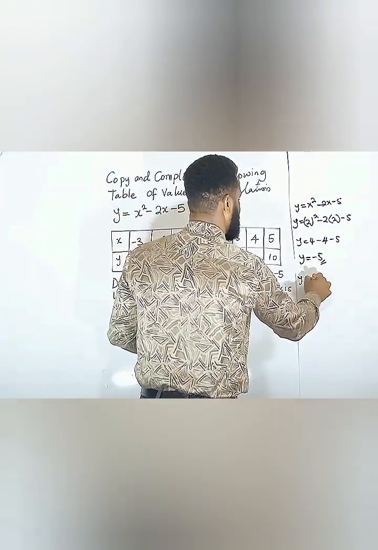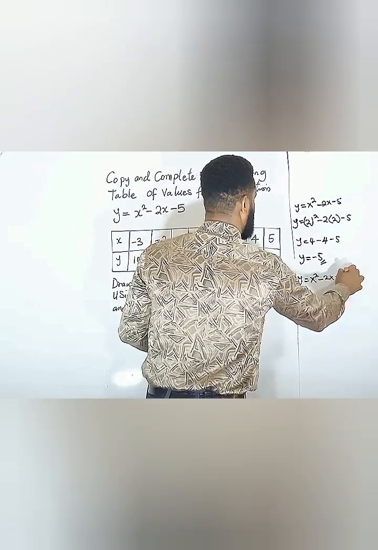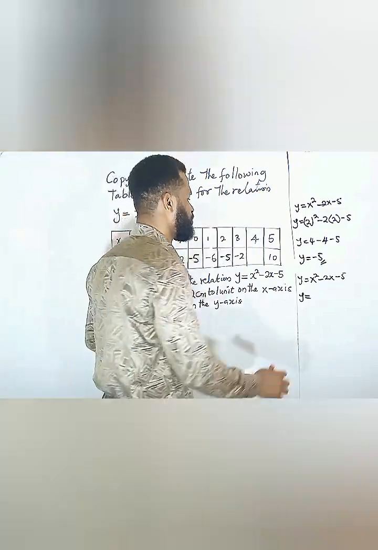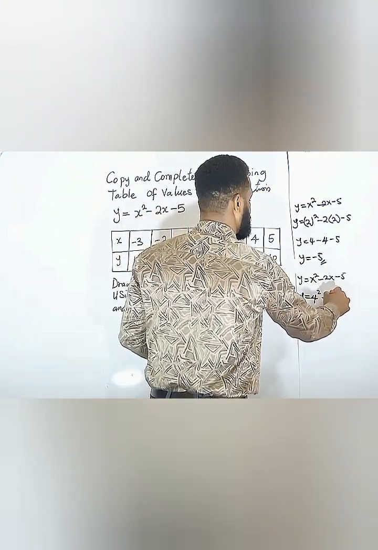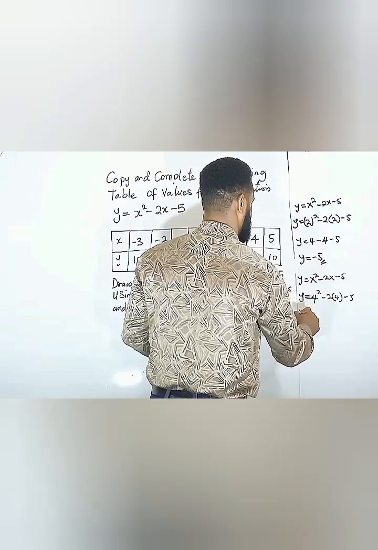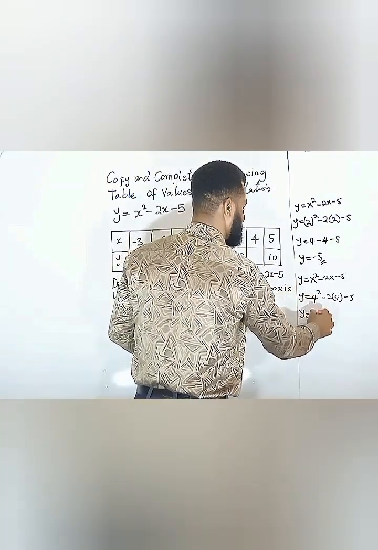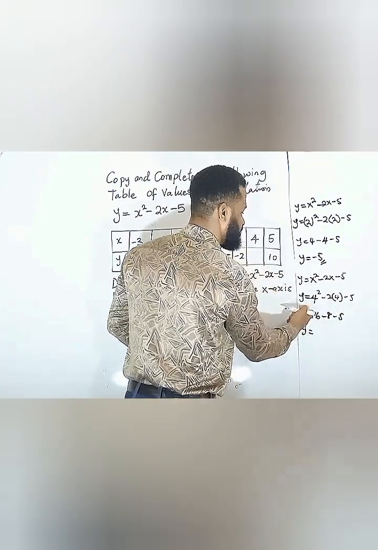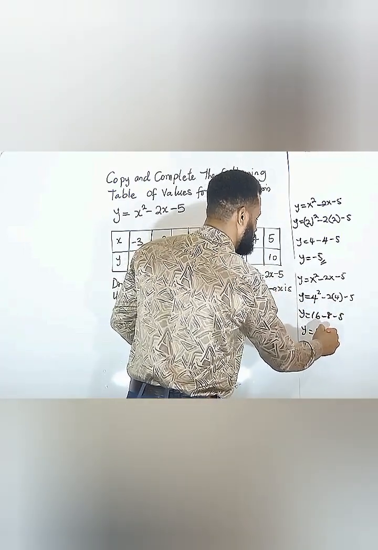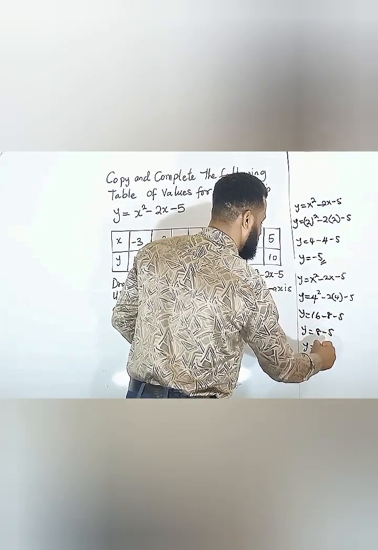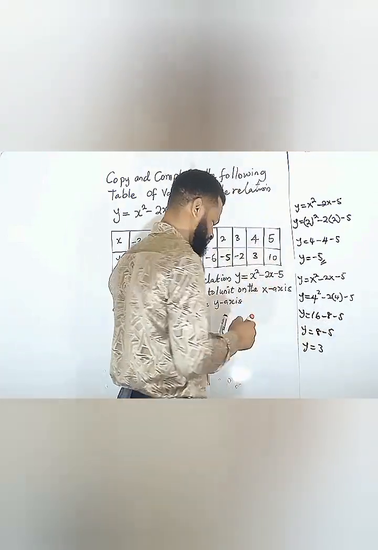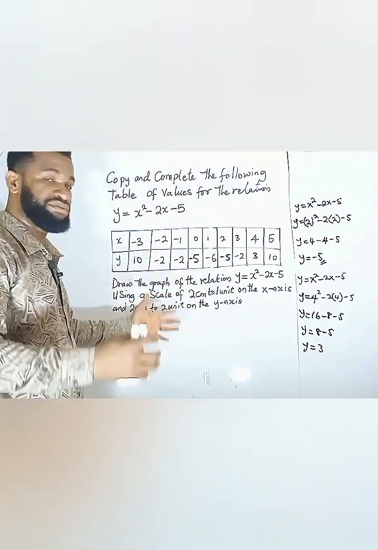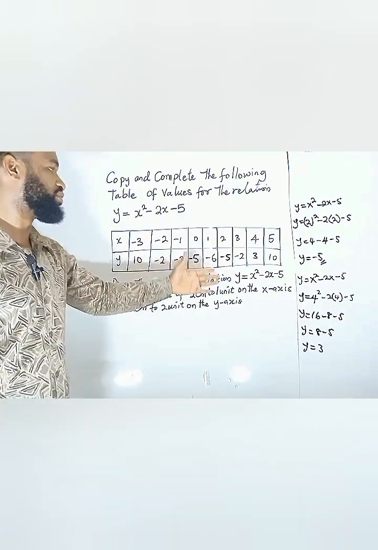So y is equal to x squared minus 2x minus 5. Y is equal to, when x is 4, I'm going to have 4 squared minus 2 bracket 4 minus 5. Y is going to be 4 squared is 16, minus 8, minus 5. So y is equal to 16 minus 8 is 8, minus 5. 8 minus 5 is 3. So this is 3. And this is how this table of values is completed. And this is what you have.